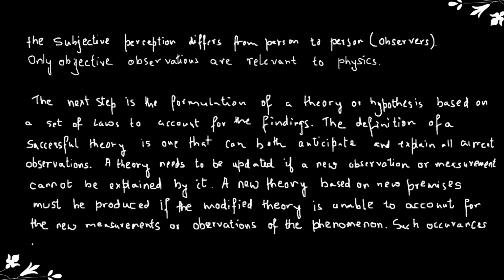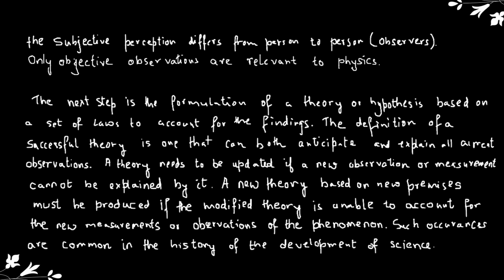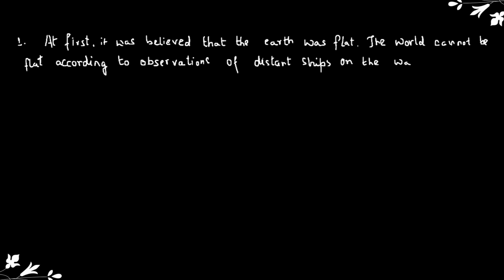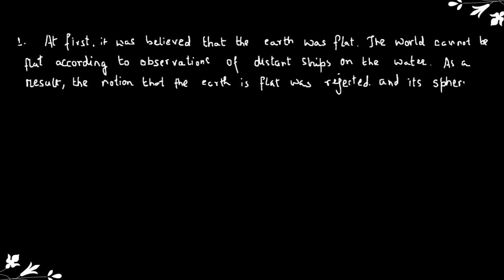Such occurrences are common in the history of the development of science. Number 1. At first, it was believed that the earth was flat. The world cannot be flat, according to observations of distant ships on the water. As a result, the notion that the earth is flat was rejected and its spherical shape was assumed.